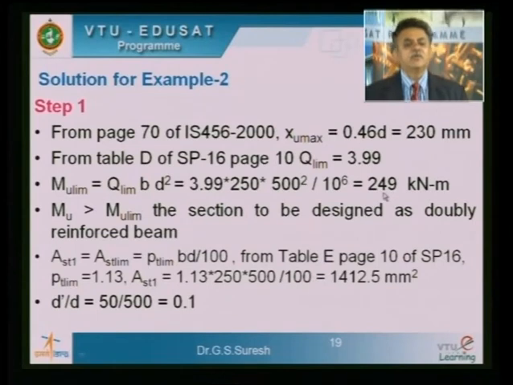So you can see what is the type of beam I have to design. It is not singly reinforced, I have to design this as a doubly reinforced section, because Mu applied moment is greater than Mu lim. Therefore, I have to calculate the limiting area of tension steel, that is AST lim is PT lim into BD by 100. If you refer to table E of SP16, it gives you PT limit as 1.13 for M30 concrete and Fe 500 steel. So I get area of steel to be 1412.5 mm squared. And I note that D dash by D in this case is exactly 0.1.